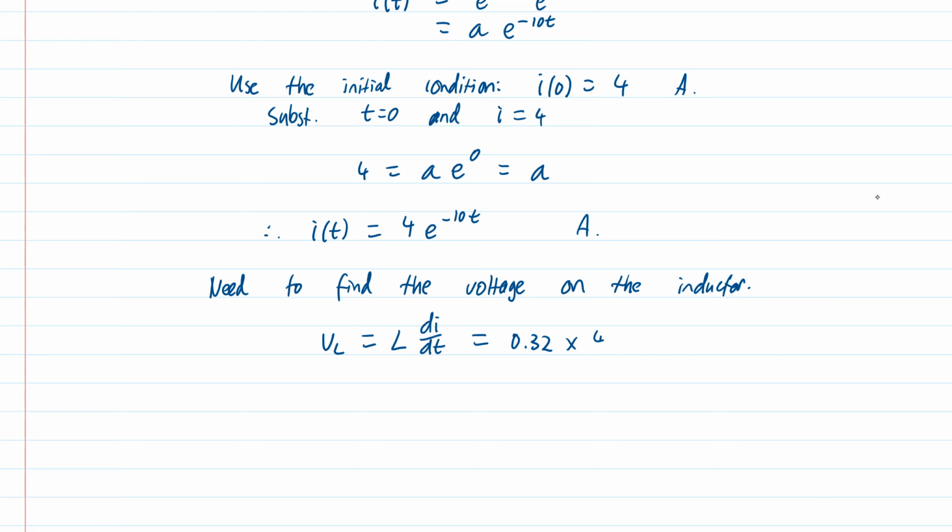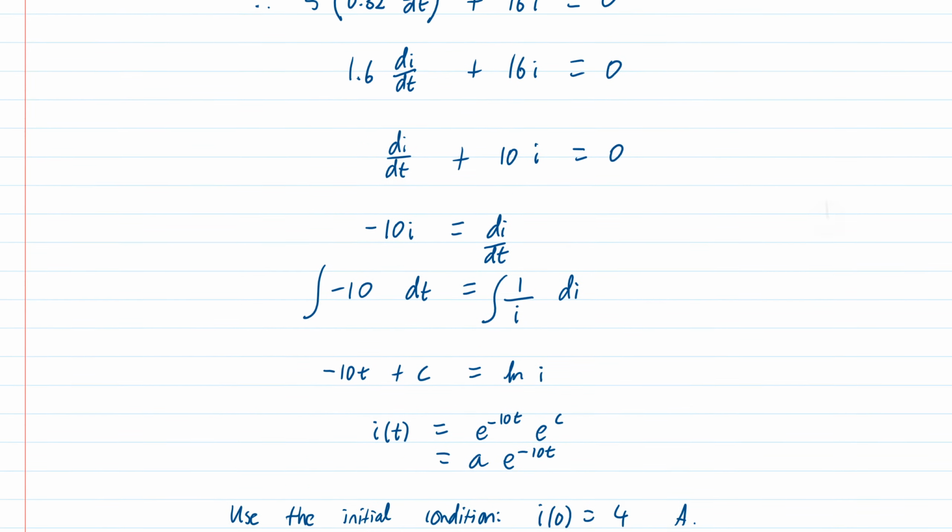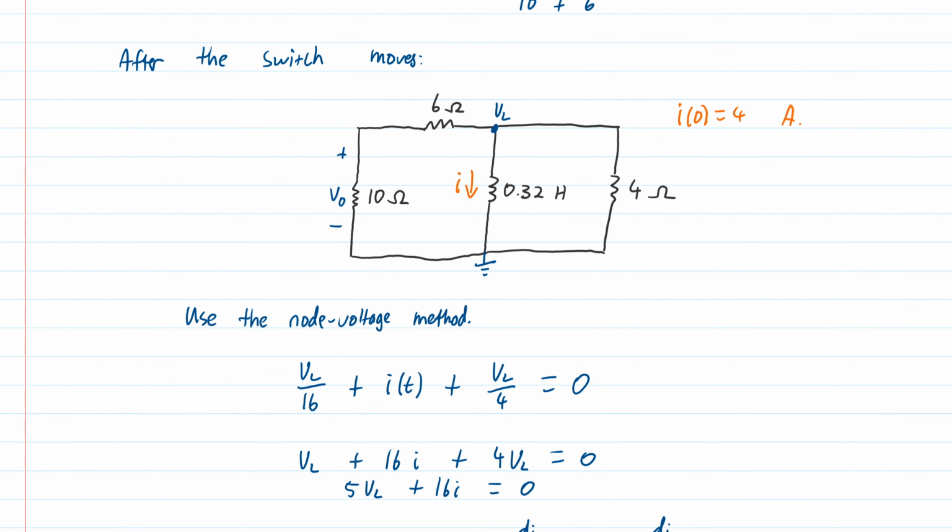So let's work out what that will be. I'll have the 4, I'll have minus 10 times e to the minus 10t, and we can clean up our numbers a little bit. So 0.32 times 4 times 10 is negative 12.8 e to the minus 10t. And this one has units of volts. That's the voltage on the inductor, but the question asked us for the voltage on the 10 ohm resistor over here. So I need to use a voltage divider, basically this network here. I know the voltage at the top, I know VL, so I can use a voltage divider.